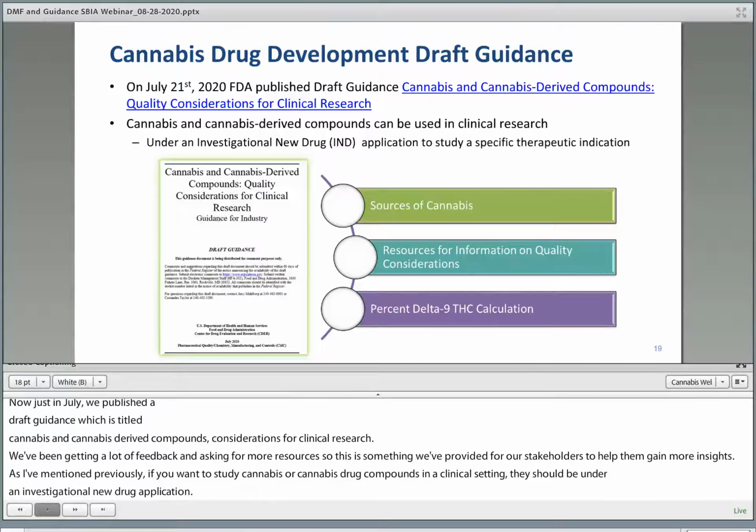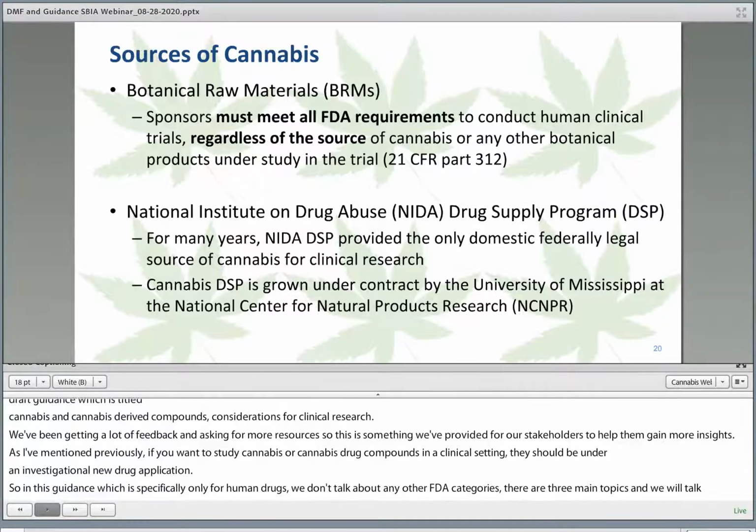The first one is sources of cannabis. The second is resources for information on quality considerations. And then the third is the % delta-9 THC calculation.